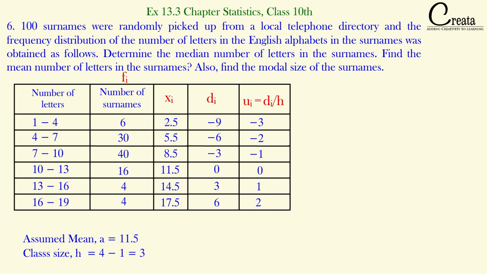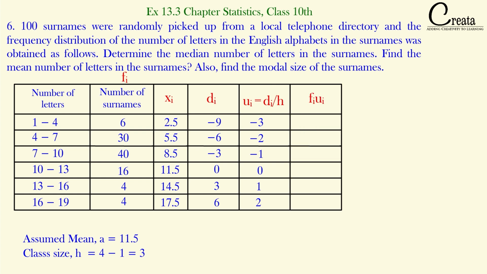We got ui. Let's add one more column, which is fi into ui. Let's multiply fi into ui. 6 into minus 3, it is minus 18. 30 into minus 2, it is minus 60. Further, minus 40, 0, 4 and 8. We got fi into ui.